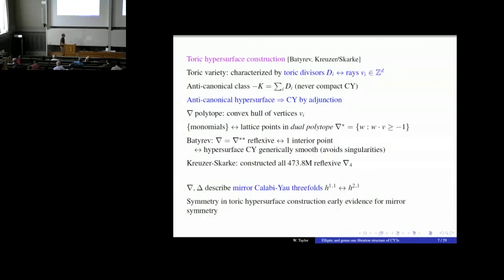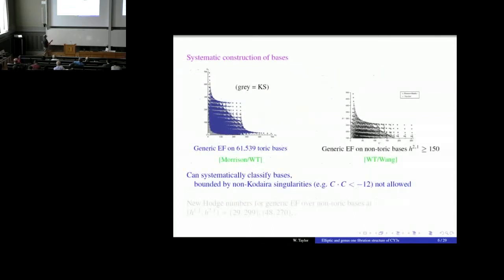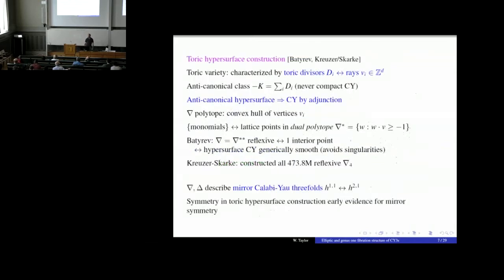I'll just comment that the polytope nabla and its dual delta describe mirror Calabi-Yau threefolds, and the observation that this diagram here is invariant under reflection across what in this picture is a diagonal axis was one of the original pieces of evidence for mirror symmetry. And we'll come back to mirror symmetry at the end of the talk. Okay, so that's the basic idea.